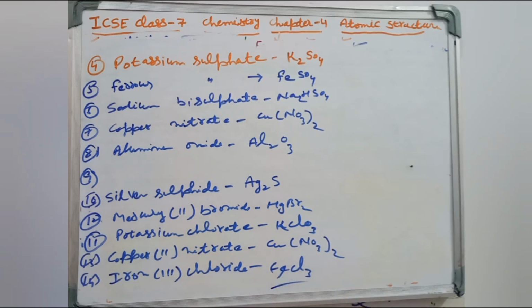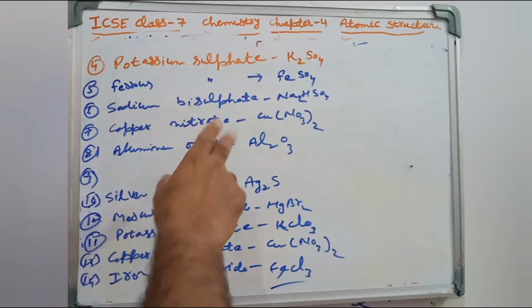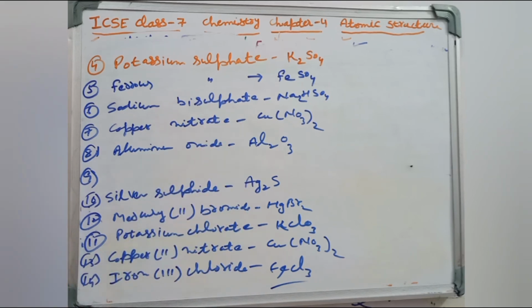FeCl3. So students, this was the exercise of chapter number 4, that is atomic structure. I have done it. For this portion you have to keep in mind the formulas and valency of positive and negative radicals given at pages 72 and 73 of your book. I have also written them in this video, right?